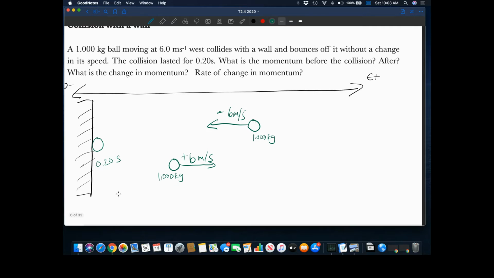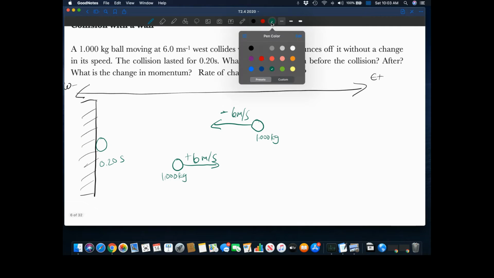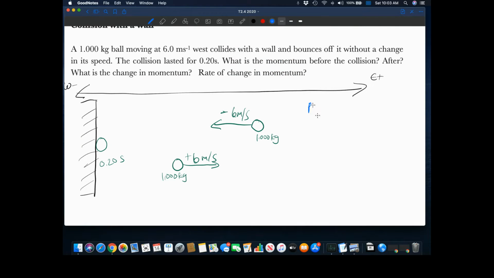Well, what is the momentum before the collision? That's a straightforward calculation. So P0 is mv. We've got 1 times minus 6. So we have a momentum of minus 6.0 kilogram meters per second. And so our 6 had 2 significant digits. Our mass had 4, so we report 2. Okay, so that's our initial momentum.